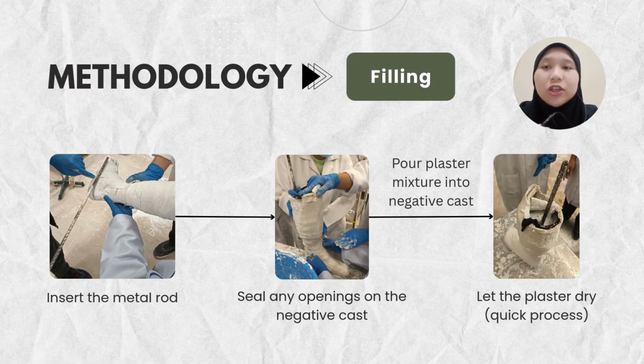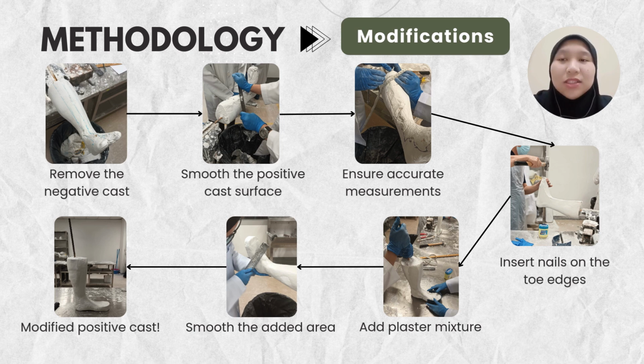The next stage of the AFO fabrication is the cast filling stage. First, a metal rod was inserted into the negative plaster cast to provide internal support and maintain alignment. Any openings at the base of the cast were sealed to prevent leakage. A plaster mixture was then poured into the negative cast and left to dry. This is a relatively quick process, resulting in a solid positive cast that represents the subject's lower limb anatomy. Once the plaster had fully set, the negative cast was carefully removed, revealing the positive model.